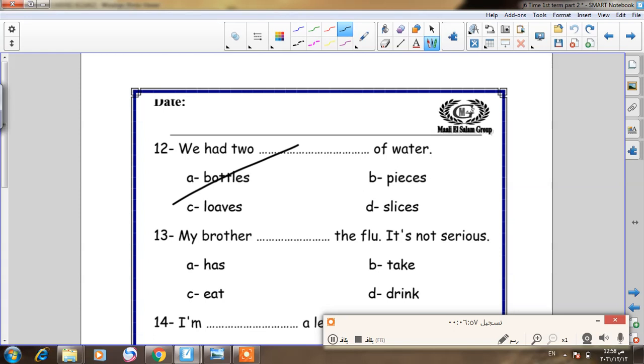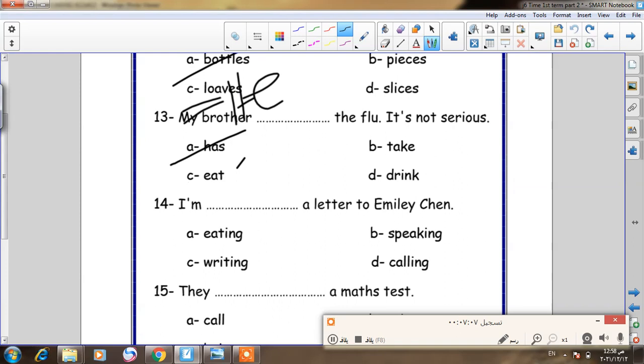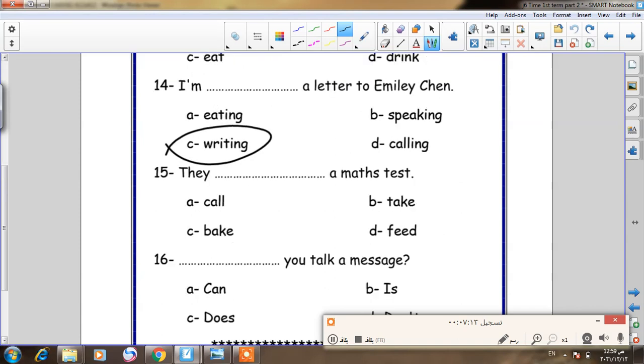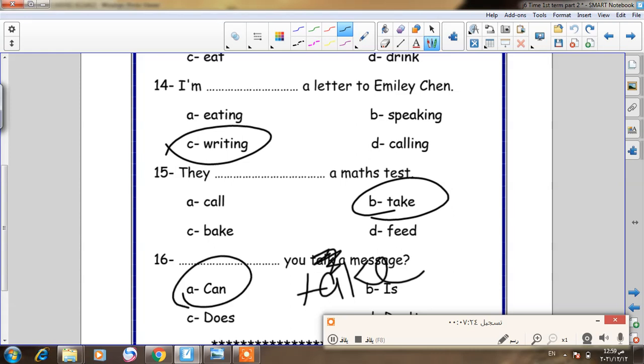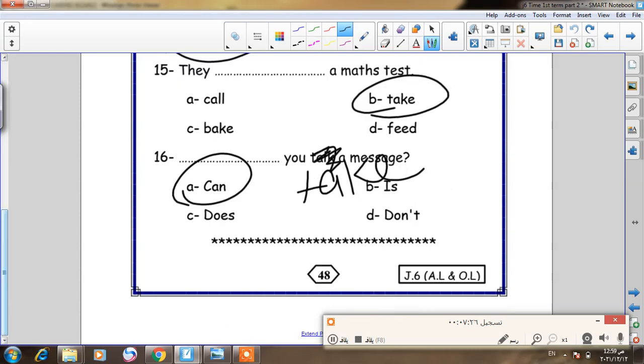It's not serious. Has. Okay, of course, has comes with he or she or it, and my brother equals he. So we're gonna pick has. And then I'm writing a letter to Emily Chen. I'm writing a letter. And then they take a math test. They take. You take, not talk. Take a message. Can you take a message?